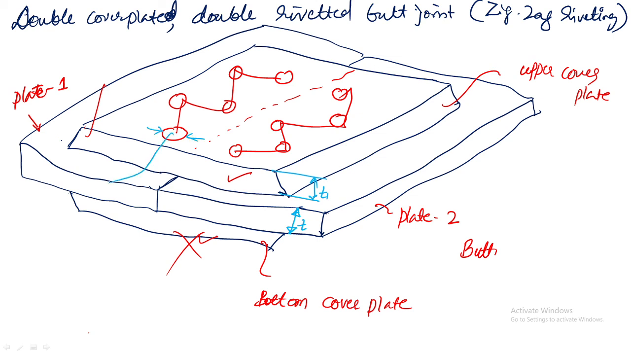Here you are going to get two dimensions, d and dh. Next, the transverse distance is called the transverse pitch here, and this longitudinal pitch is called the pitch. And the distance from this hole to this edge is termed as the margin. I'll write here.